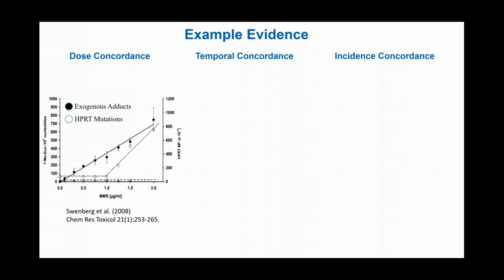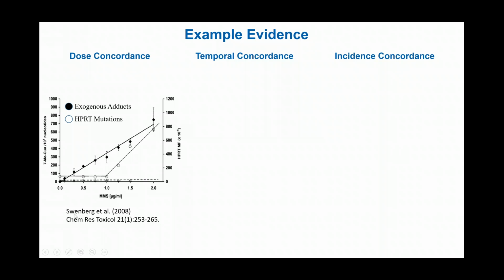Moving forward, what we're trying to do in my lab is to build multiple key events into experimental design so that we're right from the start providing evidence supporting AOPs. These are the types of empirical evidence that we consider. So one is dose concordance.